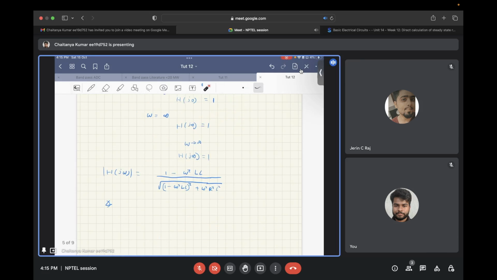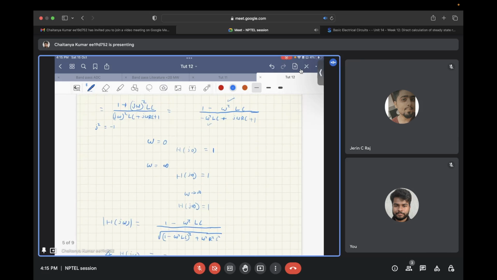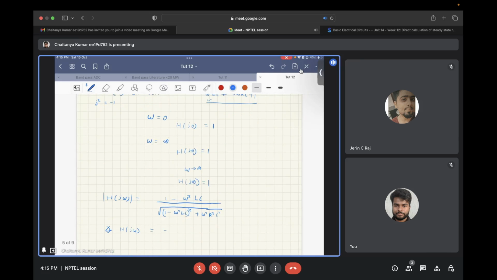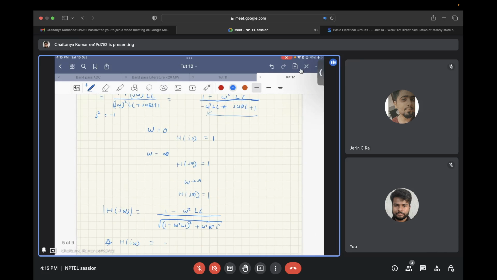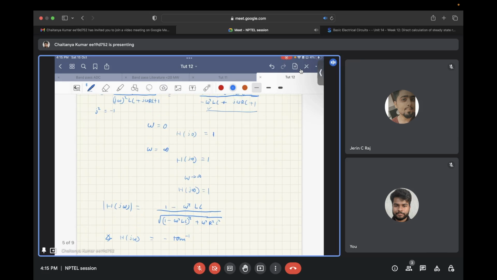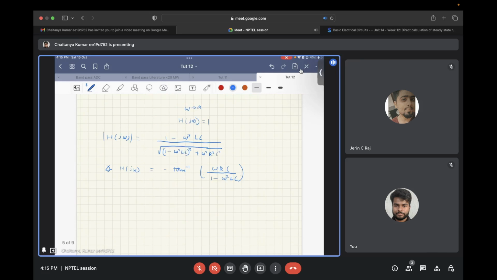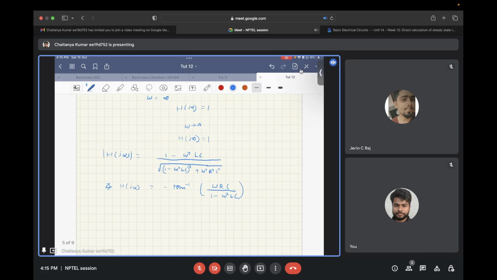So the phase can be written as: now since again the complex number is in the denominator, while computing the phase we will have a negative sign, minus tan inverse of the imaginary part divided by the real part. The imaginary part is omega RC, divided by 1 minus omega square LC. So these are the expressions for the magnitude and phase responses.